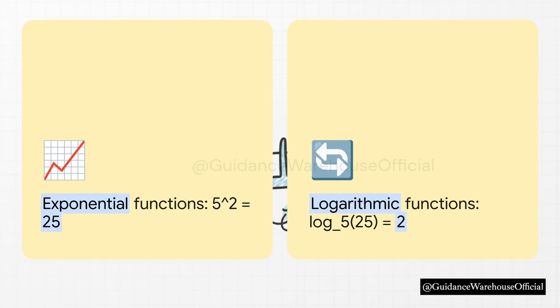What exactly is a logarithm? Basically, it's just the undo button for an exponent. Take a standard exponent. 5 squared is 25. Now flip that. The logarithm base 5 of 25 is simply asking, hey, what exponent do I need on a 5 to get 25? The answer is 2. Exponential functions and logarithmic functions simply undo each other.